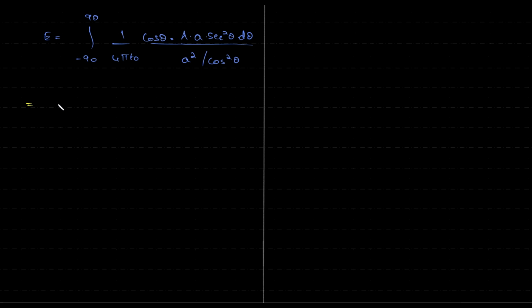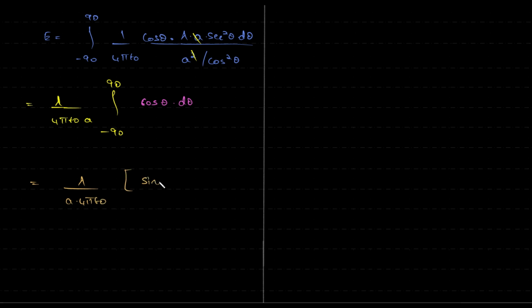So we have 1 by 4 pi epsilon naught lambda a, that is constant. Actually, a square and a will get cancelled, so we have a in the denominator. Integration of minus 90 to 90. We have cos cube, secant square, so this will be cos theta d theta. Agree? So lambda by a 4 pi epsilon naught.